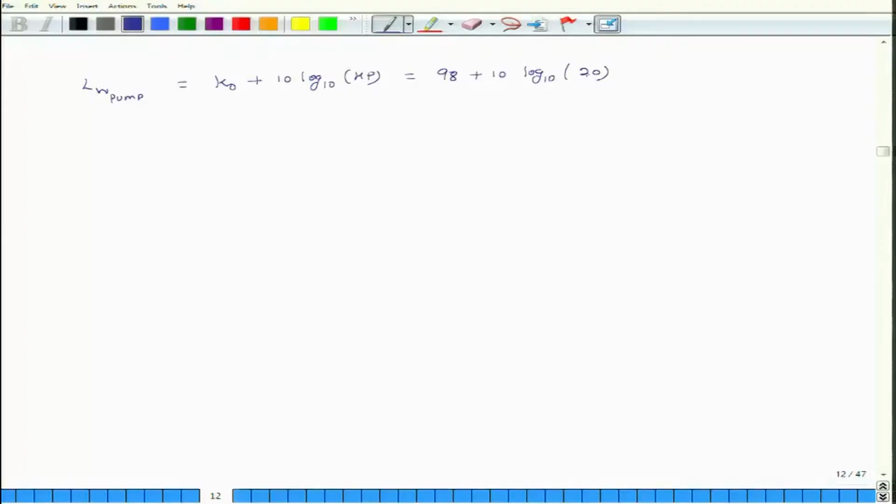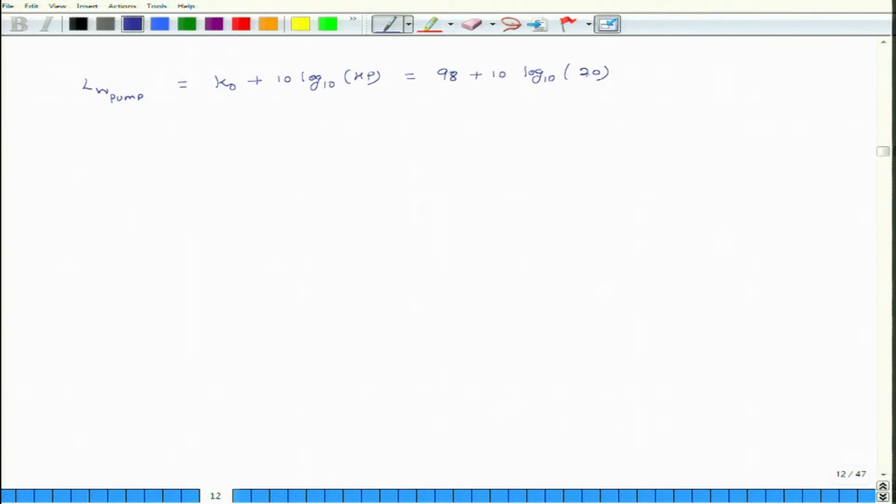Now I have to combine the sound power level from the pump and also from the motor. But remember, when we add two powers, you may have different proportions of power in different octave bands. So, we first have to break up this power into different octave bands. First we have to compute this LW pump for each octave band. So, our next step is to compute LW pump for each octave band.